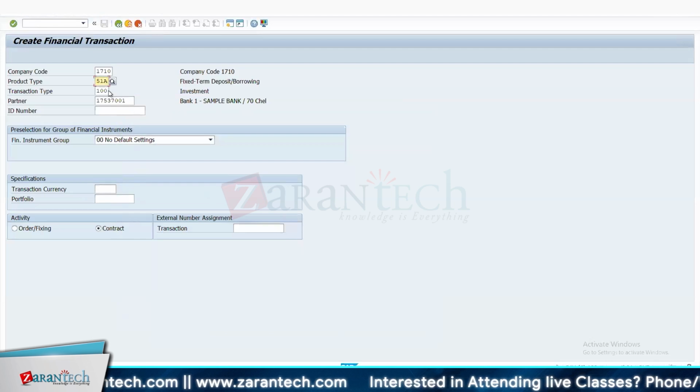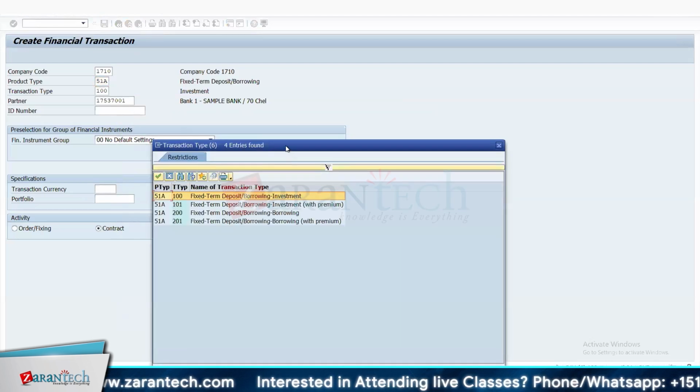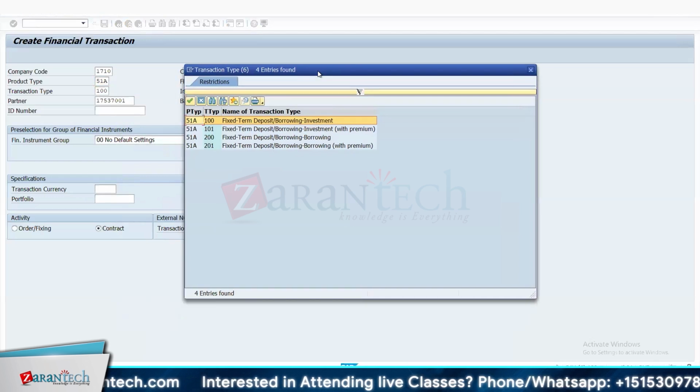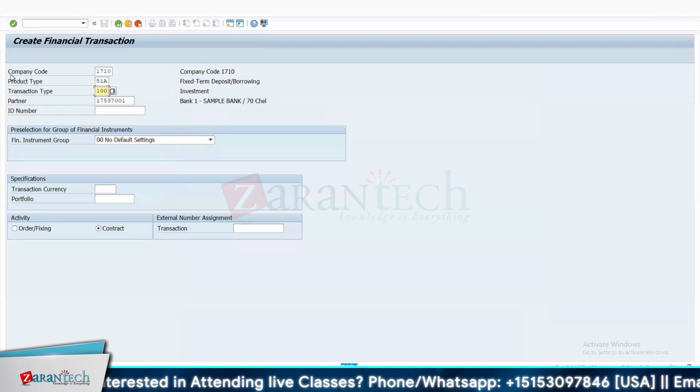So you just choose the product type. Then you can choose whether it's an investment or it's a borrowing. So in our case, we are actually investing. So that's where we choose 100. So company code is something that you guys are familiar with. This is like the legal entity. Product type, as we discussed, is what type of product you want to create. And transaction type is again under this product. It's like a subdivision within the product, right? It's like investment or borrowing for fixed deposits, right? This is called transaction type.